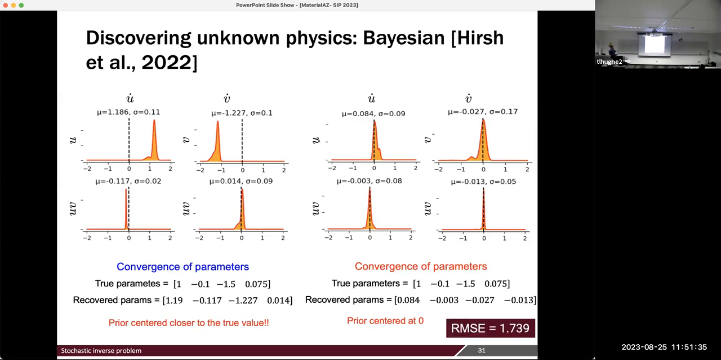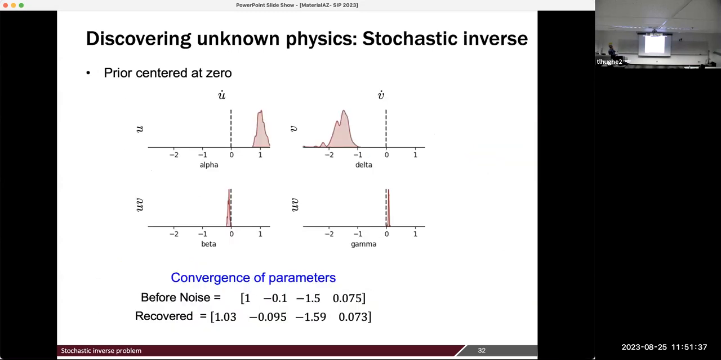But if we try to just use our approach with the same prior centered at 0, saying that this is an uninformative prior, we have no knowledge, everything is centered at 0, that's what this is referred to as, we're able to estimate the unknown parameters very, very accurately. So this was another example to show how the stochastic inverse models can be used.